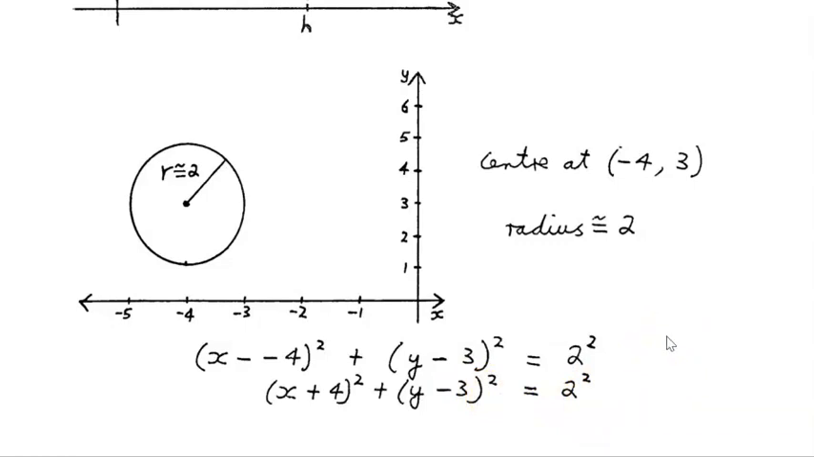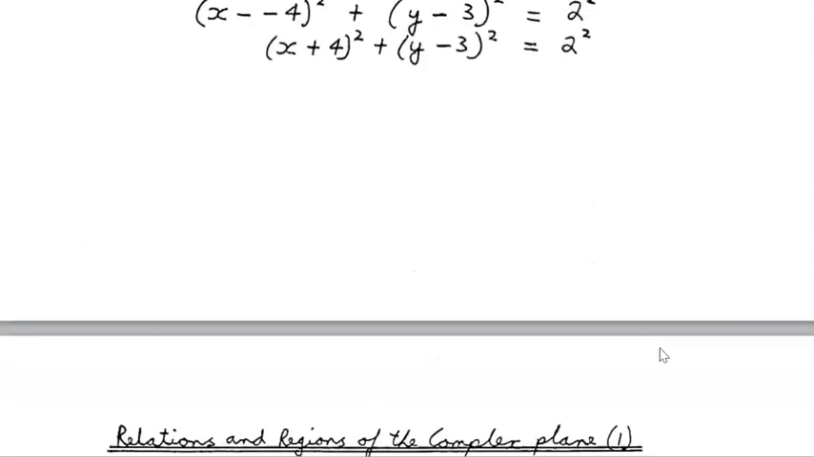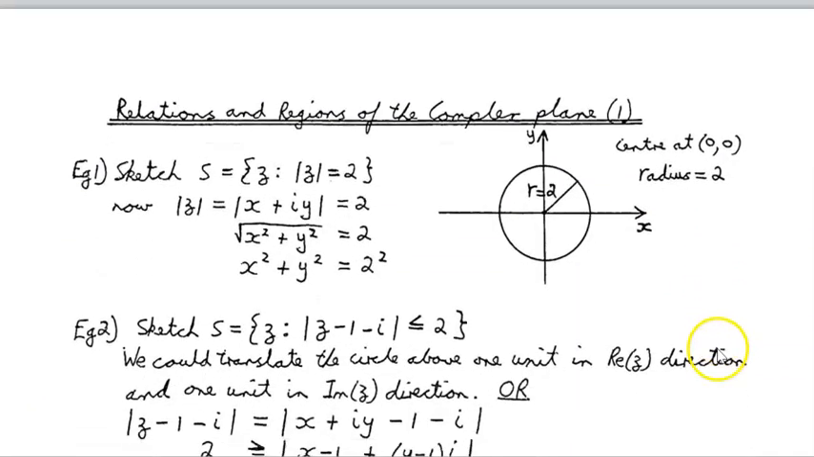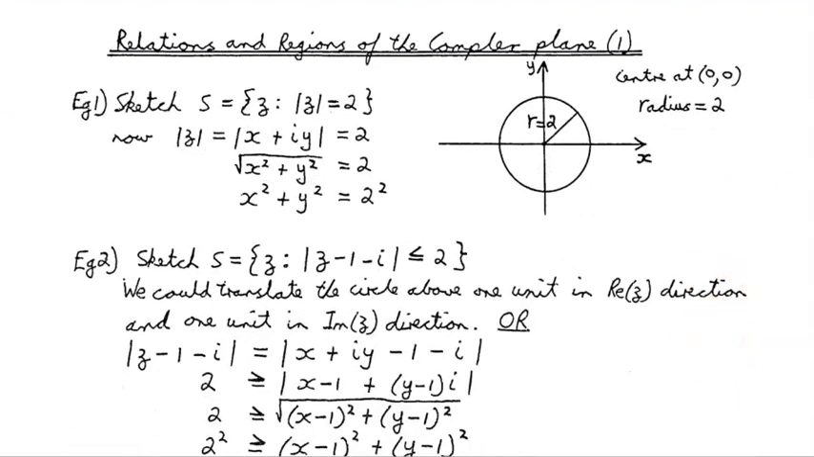Let's now take this into the complex plane and look at regions in the complex plane. Let's say we need to sketch S, the set of points, complex number z, such that mod z equals 2. Well, we know mod z equals 2 is just a circle of radius 2. The modulus of the complex number is 2, so the radius is 2. It's centered at 0, since it's just z by itself.